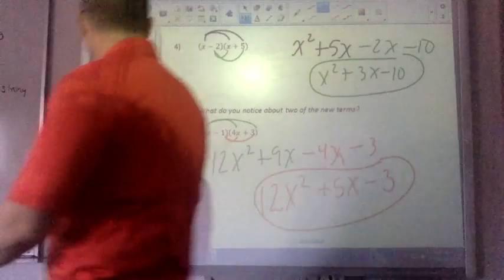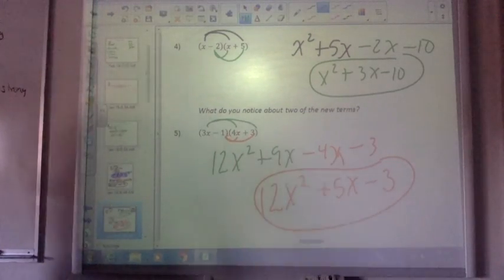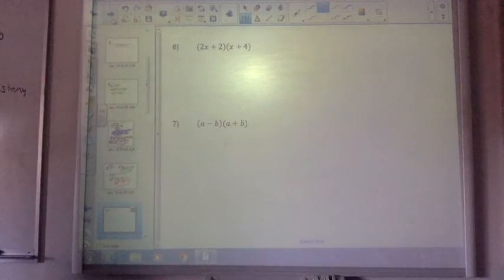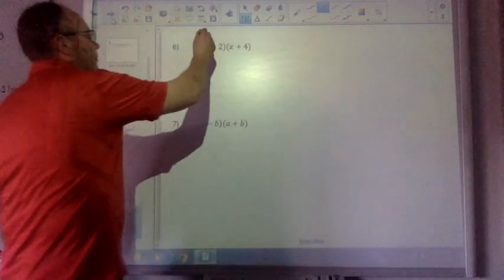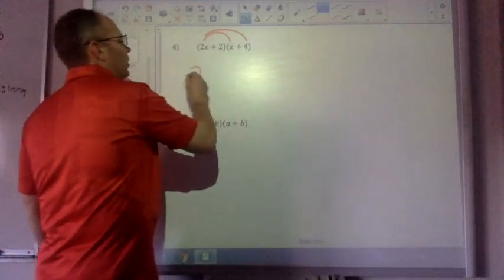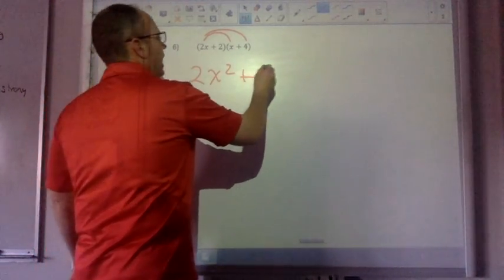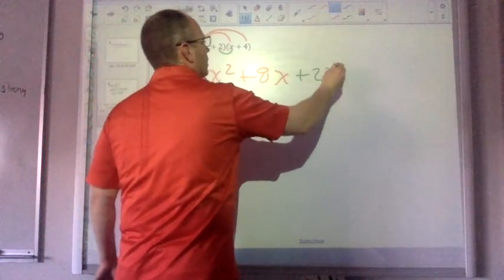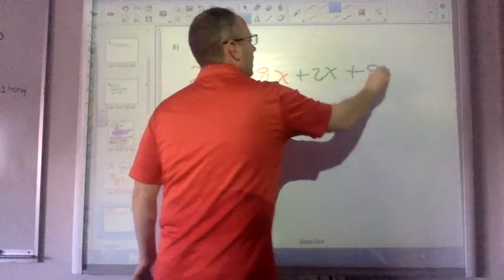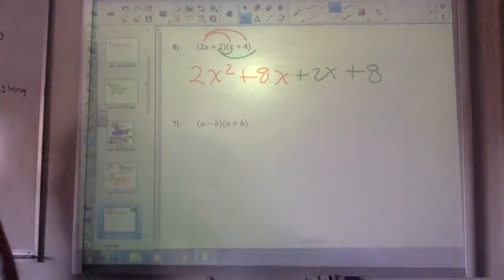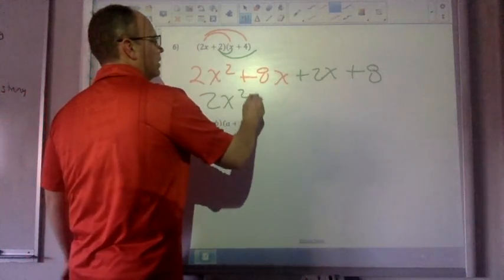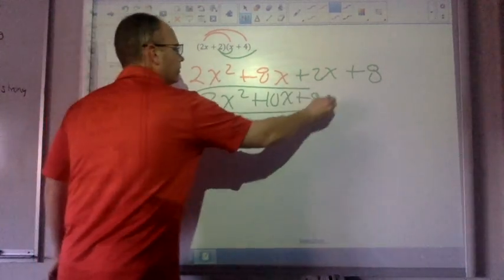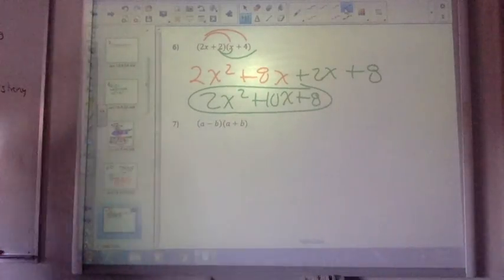All right, moving on. We good still? Everyone happy? Okay. How many times am I distributing? Twice. So I'm going to multiply the 2x here and the 2x here. So I get 2x squared plus 8x. Then 2x and 8. Is that all right? Last thing, combine like terms. That okay?